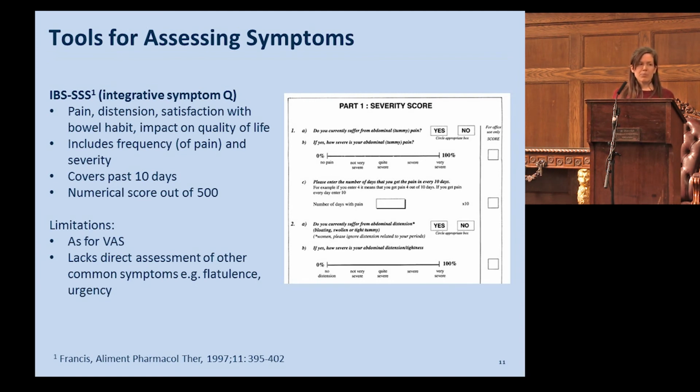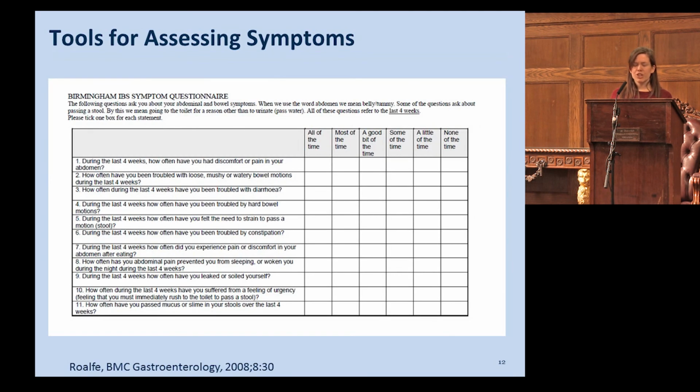There's also the Birmingham IBS symptom questionnaire, which isn't used as frequently, but is made up of a series of questions where patients are asked to rate the frequency with which they've had a particular issue. It's focused more on bowel habits, and there aren't really any questions about flatulence or bloating, which are also really common in IBS. It also lacks an assessment of symptom severity, so it's really just frequency.